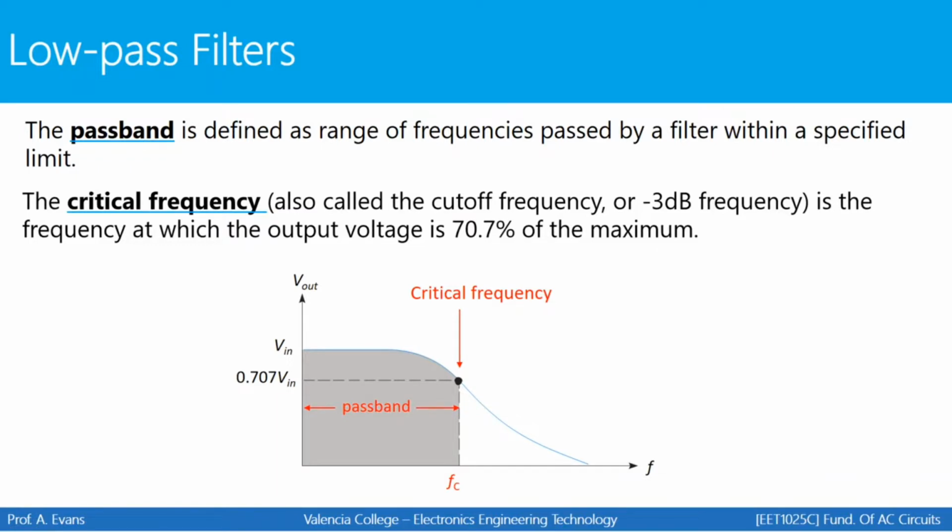Again, the critical frequency, we also call that the cutoff frequency or the minus 3 dB frequency. That'll most likely make more sense as we continue. The critical frequency is the frequency at which the output voltage is 70.7% of the maximum, or your input voltage.